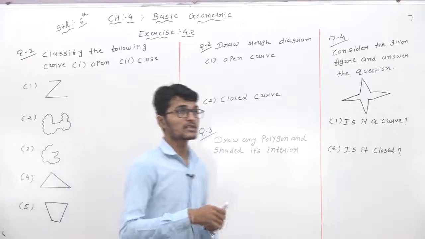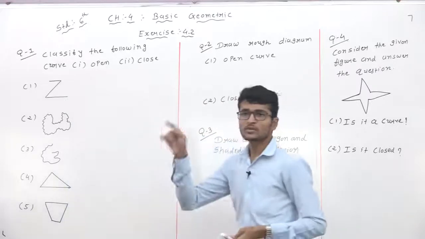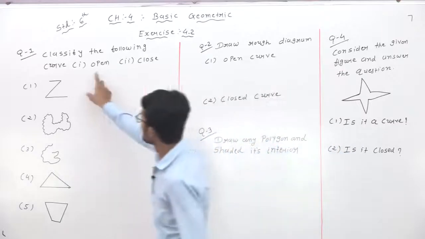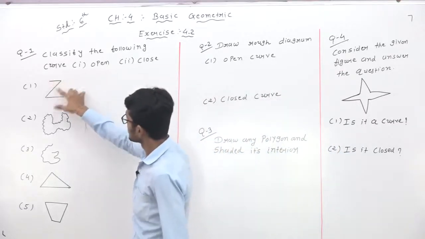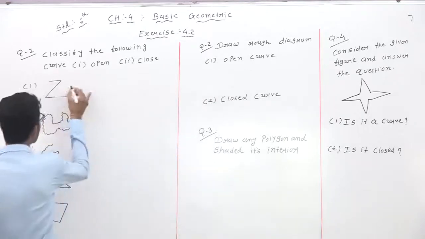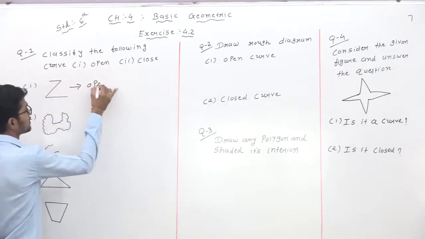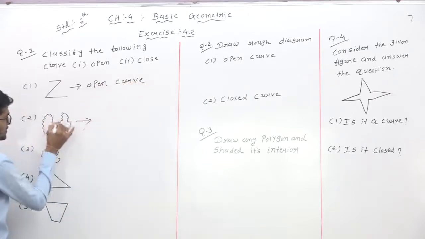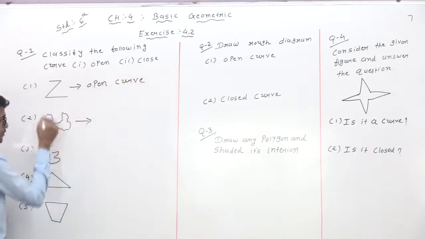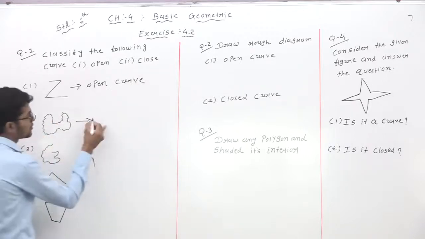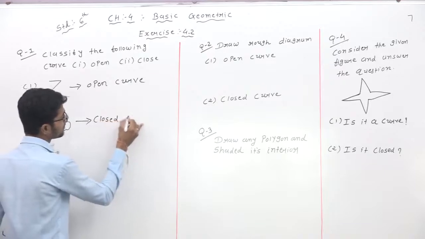A curve means you take your pencil and draw one figure. It's called one type of curve. So here, which type of curve is this? It's called an open curve. Here is another figure, it is one type of curve but it is not open. Here it is closed, so it's called a closed curve.